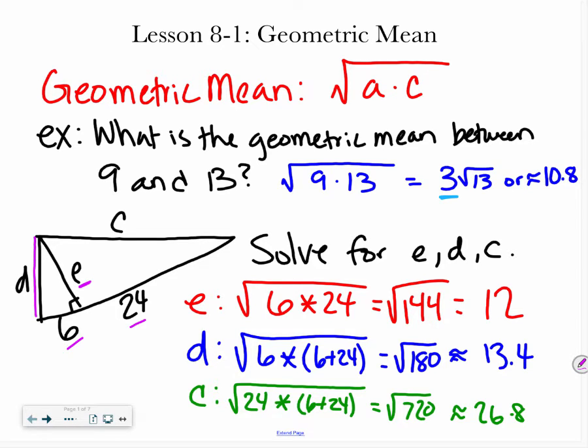If I want to find that, I say the square root of the short measure of that side times the whole side length. Okay, so 6 plus 24. So that ends up being 6 times 30, and we take the square root of that, and if we do that, we get approximately 13.4. Sometimes I will say simplified radical, sometimes I'll say round to the nearest 10, okay? Just make sure you read directions.